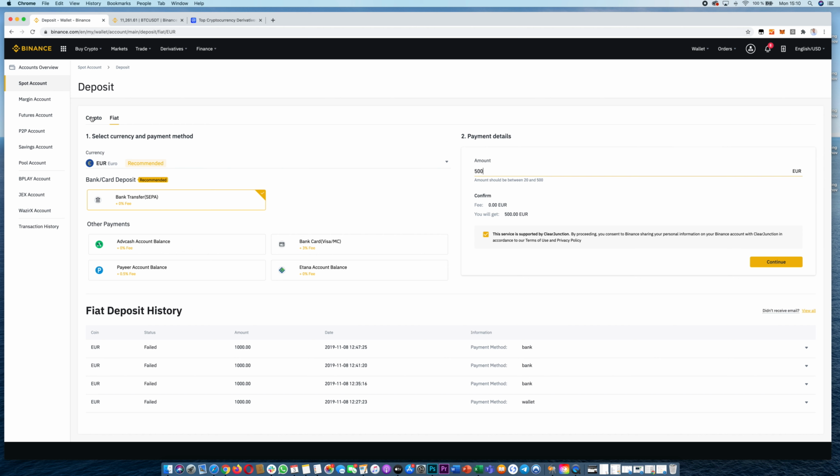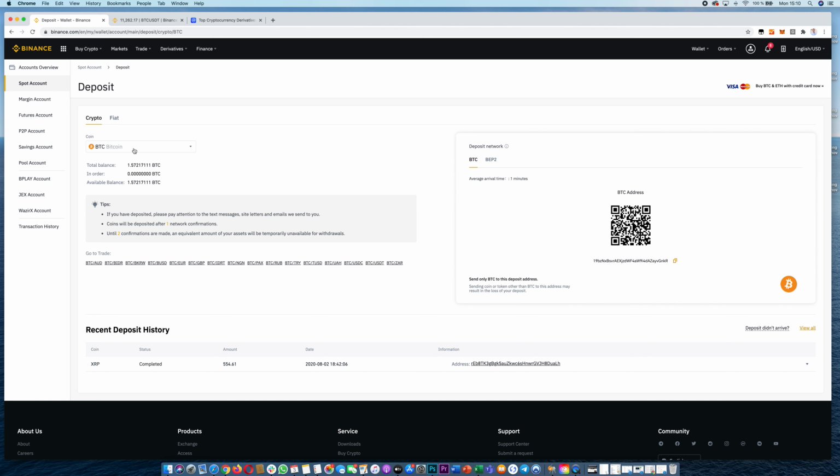Or you can just deposit some cryptocurrencies. In order to do that, you need to click on cryptocurrencies, and then you can select the cryptocurrency that you want to deposit here. And then they show you an address where you need to send it to.